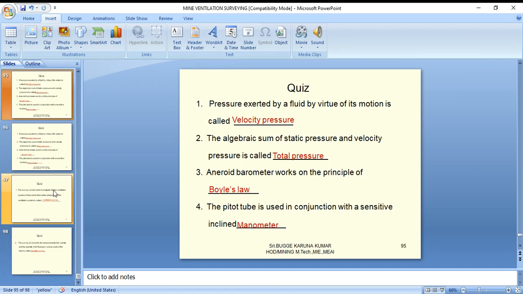Pressure exerted by a fluid by virtue of its motion is called the velocity pressure. The algebraic sum of the static pressure and velocity pressure is called total pressure. The aneroid barometer works on the principle of Boyle's law. The Pitot tube is used in conjunction with the sensitive inclined manometer. These are different types of objective questions that can be made.